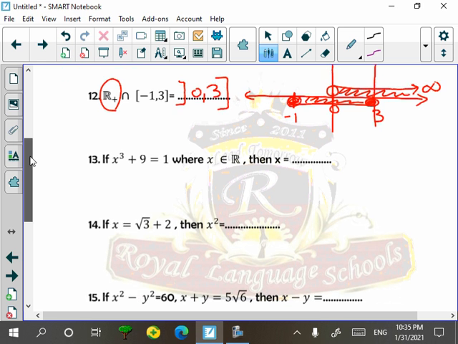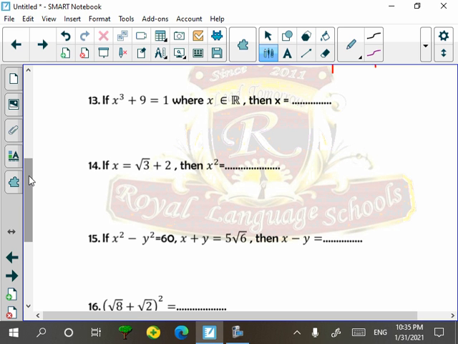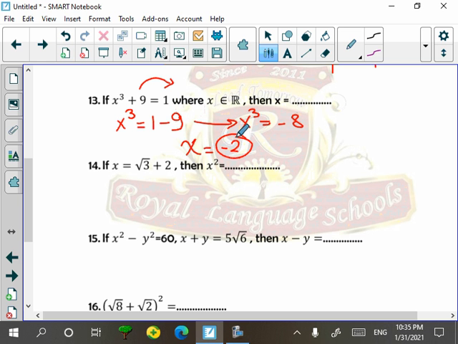Number 13. If x power 3 plus 9 equals 1, where x belongs to R, then x equals, by subtracting 9 from both sides, x power 3 equals 1 minus 9, then x power 3 equals negative 8. By taking the cubic root of both sides, then x equals negative 2 from the calculator, then x equals negative 2.